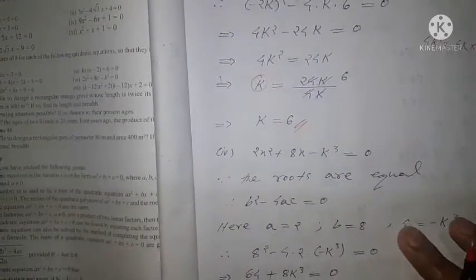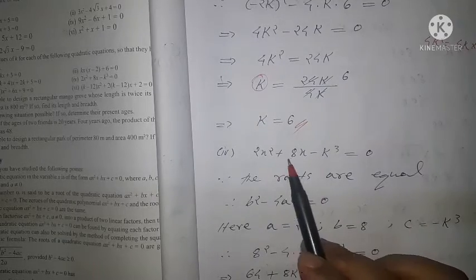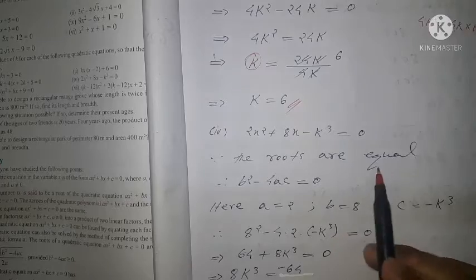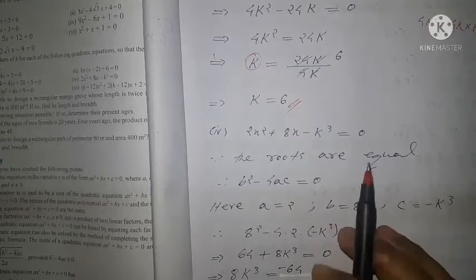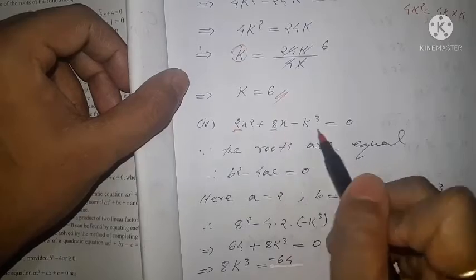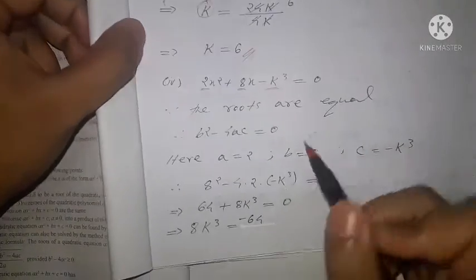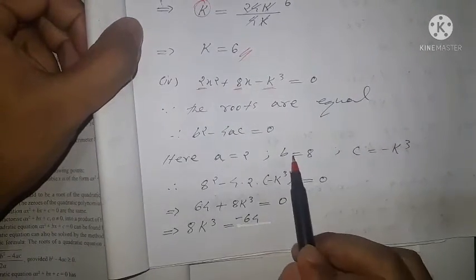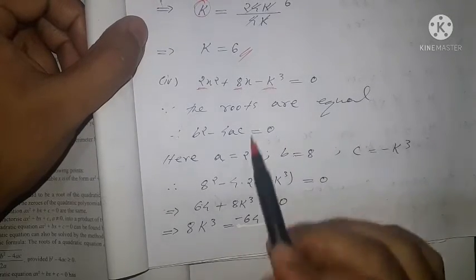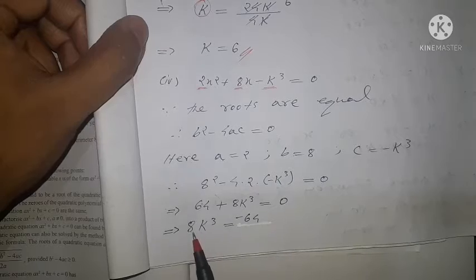Similarly for Roman number 4, it is given 2x square plus 8x minus k cube is equal to 0. Since the roots are equal, b square minus 4ac is equal to 0. Here the value of a is 2, the value of b is 8, and the value of c is minus k cube. If we substitute these values, we will get 8k cube is equal to minus 64.